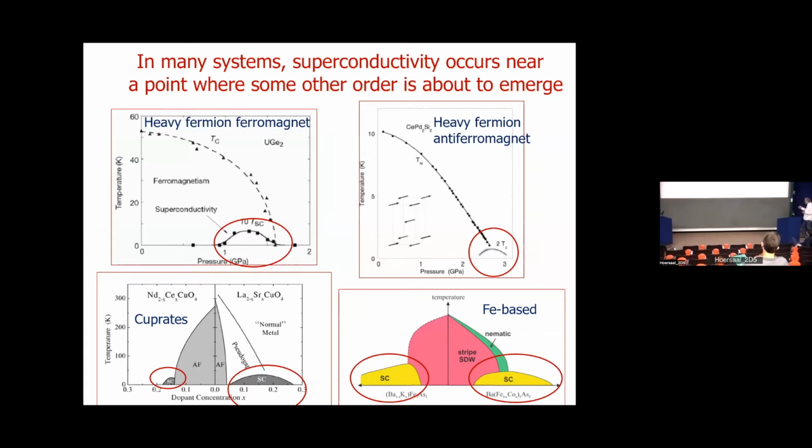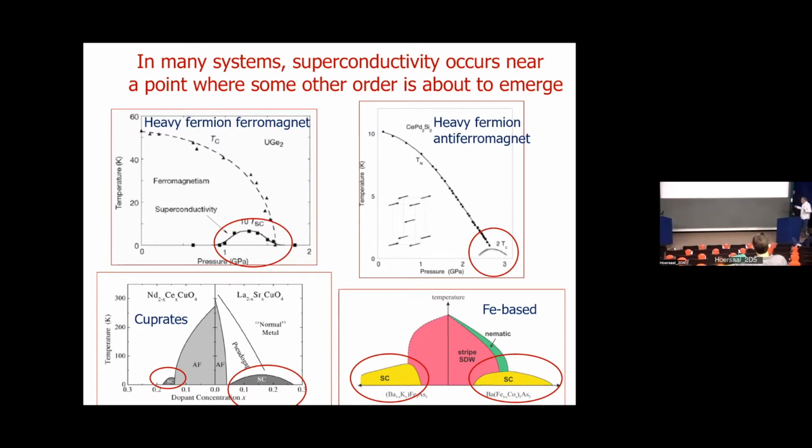Particularly in this classical example of a heavy fermion material, you see a nice dome of superconductivity located right at the end point of antiferromagnetism. Less obvious story here, but you may notice that there is a second ferromagnetic transition line that goes right through the middle of this transition.